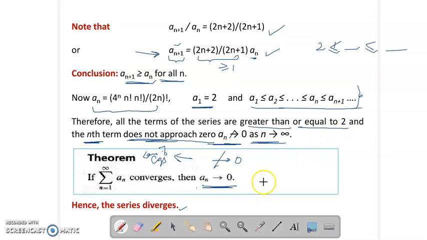And we have this result which says that if a series converges, the nth term will tend to 0 as n tends to infinity, right? So the negation of this would be if nth term is not tending to 0, then the series cannot converge. So here the nth term is not tending to 0, so the series cannot converge, or we can say that the series diverges.